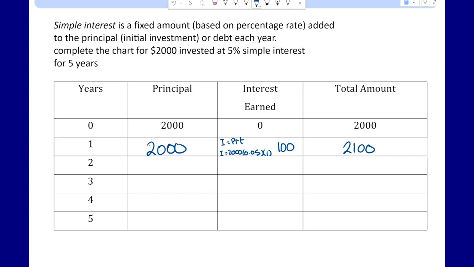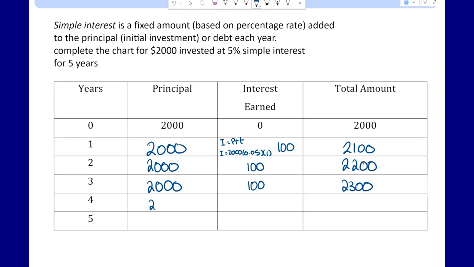The next year, we still have the same principal, the same initial amount, and the interest earned is going to be the exact same thing for another year. Now we're at $2,200. Our principal was still the same. We earn another $100, and now we're at $2,300. You can see the pattern: we earn the same amount every year because of what we put in initially. After 5 years, we end up with $2,500.